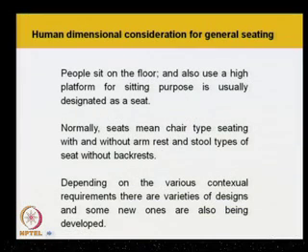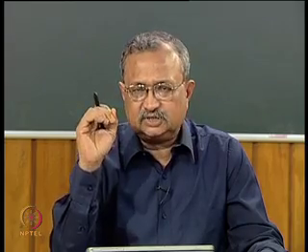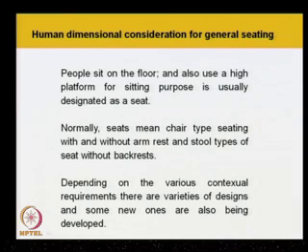Now, with this, what are the specific features we should consider? That is the human dimensional consideration for general seating. The first thing is that people sit on the floor and also use a high platform for seating purposes, which is usually designated as a seat.